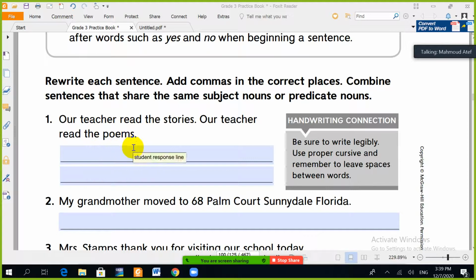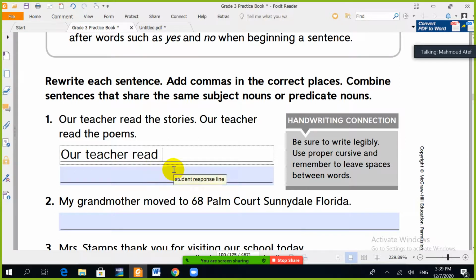So here we have to combine what? We have the same subject, our teacher. That's easy. So we're going to say our teacher read, and here we make a combined predicate. It's read, not reads, because this is past simple. Our teacher read is the past simple of read.